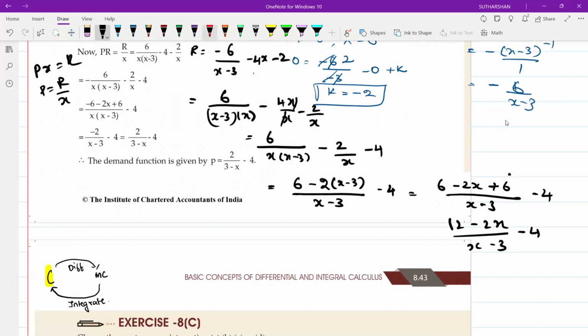So if I simplify, this is your price function. You can stop at this point, that is, 12 minus 2x divided by (x minus 3), minus 4. That's the point.